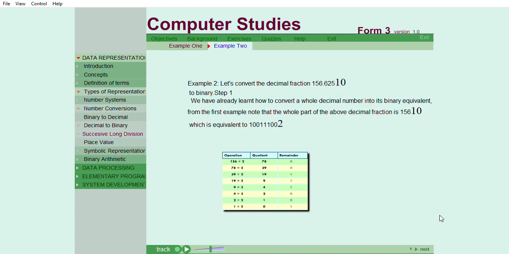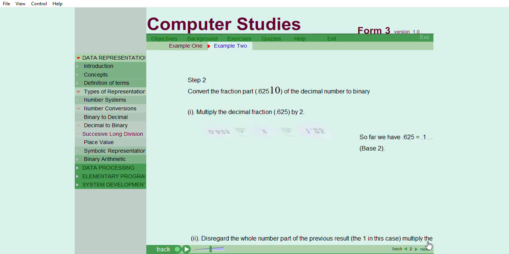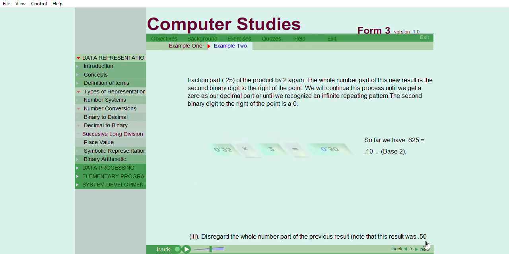Example 2. Let's now convert the decimal fraction 156.625 to the base of 10 to binary. Step 2. Convert the fraction part, which is 0.625 to the base of 10 of the decimal number, to binary. Disregard the whole number part of the previous result, in this case 1. Multiply the fraction part, which is 0.25 of the product, by 2 again.